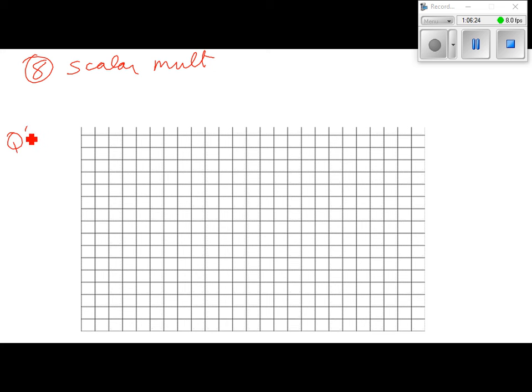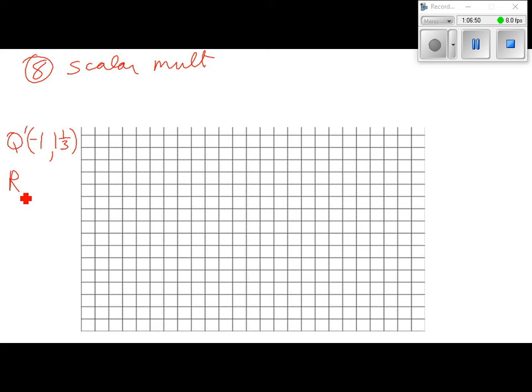We want to find Q prime. What was the original Q? (-3, 4). And what's our scale factor? 1/3. So all we're going to do is take 1/3 times each of those numbers. What's 1/3 times -3? -1. What's 1/3 times 4? 1 1/3.